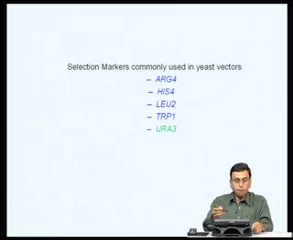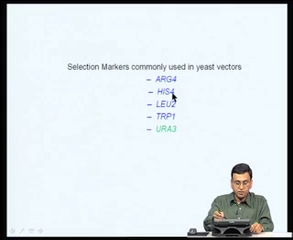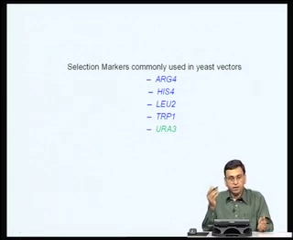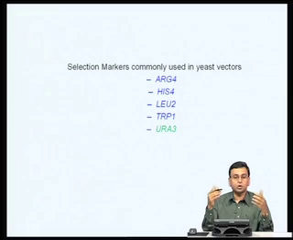In the same way, mutations have been made in specific genes like HIS4, a gene involved in histidine biosynthesis, LEU2, a gene involved in leucine biosynthesis, TRP1, a gene involved in tryptophan biosynthesis, and URA3, a gene involved in uridine biosynthesis. So, people have made certain mutations and these kinds of auxotrophic yeast strains have been developed, and these auxotrophic strains are actually used for making recombinant proteins.